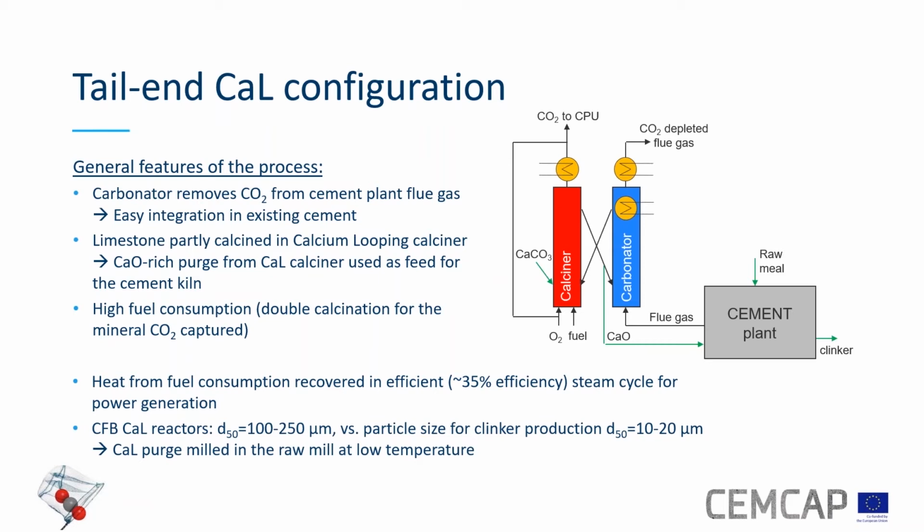Another note in this system, which is based on fluidized bed reactors: the average particle size is around the order of hundreds of microns. On the other hand, for clinker production, you need particle size of the order of a few tens of microns. Therefore, the calcium oxide purge from the calcium looping system here needs to be milled at low temperature before being fed to the cement plant.